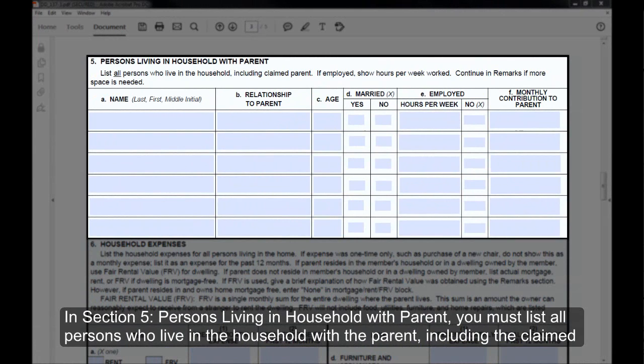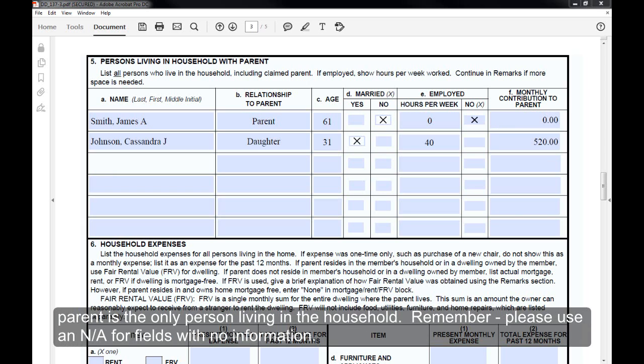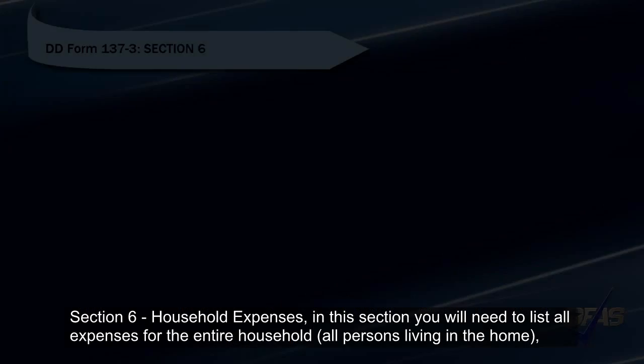In Section 5, Persons living in household with parent, you must list all persons who live in the household with the parent, including the claimed parent. If the person is employed, show the average number of hours worked per week. This section cannot be blank even if the claimed parent is the only person living in the household. Remember, please use an NA for fields with no information.